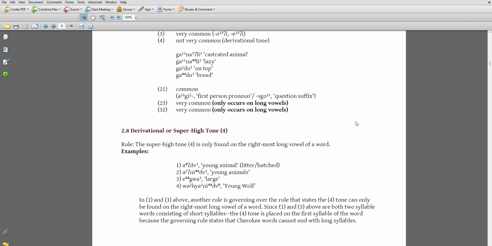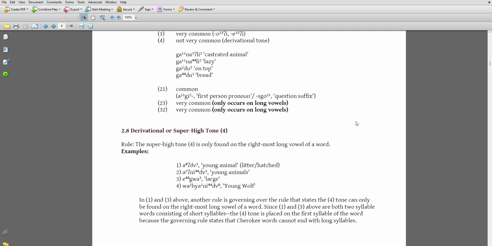Egua, large, egua. And wahanit or wahanita, young wolf. That'd be like the family name or a Cherokee name. In 1 and 3 above, another rule is governing over the rule that states the 4 tone can only be found on the rightmost long vowel of a word.